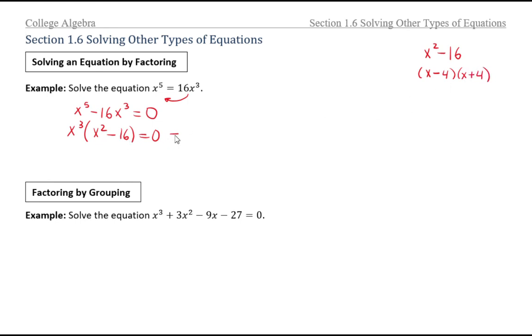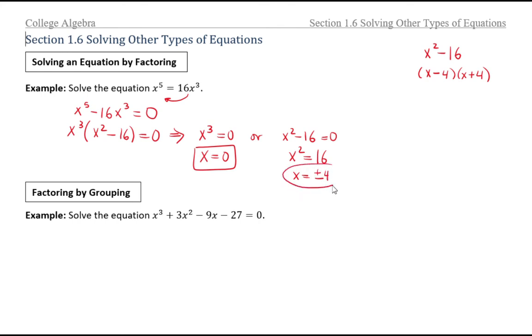So from here that implies x to the third equals 0, or x squared minus 16 equals 0. That implies x equals 0. That's one solution, and the other one is x squared equals 16, so x becomes minus plus 4. So those are the other solutions. The solution set, you can write it as 0, negative 4, and positive 4. So we got 3 solutions in here. That's one type of equation.